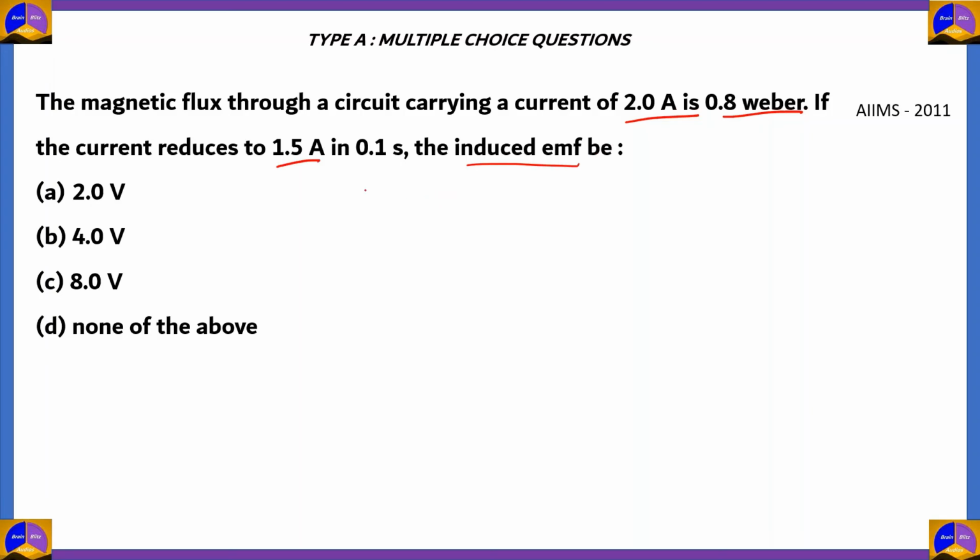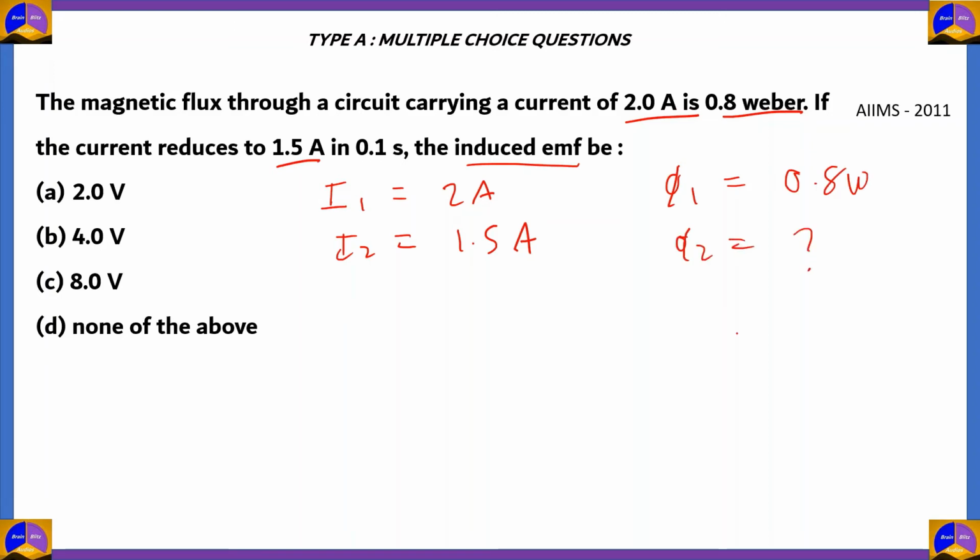Now, the first time, so I1 is equal to 2 amperes, and I2 is reduced to 1.5 amperes. And flux in the first case is 0.8 Webers, and flux in the second case, we have to find out. And the change of the current happened in a duration of 0.1 seconds, so that will be the value for dt.